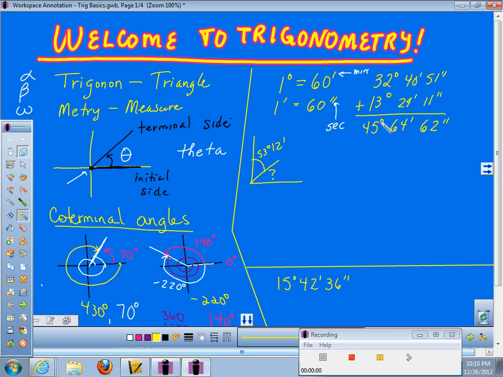So it's kind of like the old borrowing and carrying thing back when you learned basic addition. Since this 62 seconds is over 60, I would take 60 out and leave just 2 seconds. That would cause me to add 1 minute over here, so now I actually have 65 minutes. Well, I don't want to be over 60, so I'm going to take the 60 off and leave 5 minutes behind. I'm going to come over here and add another degree on. So I end up with 46 degrees, 5 minutes, and 2 seconds.